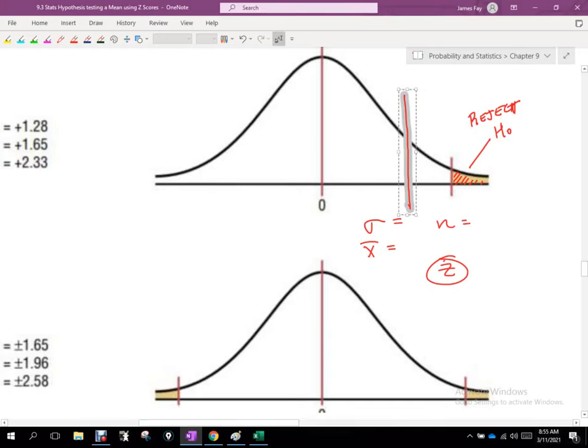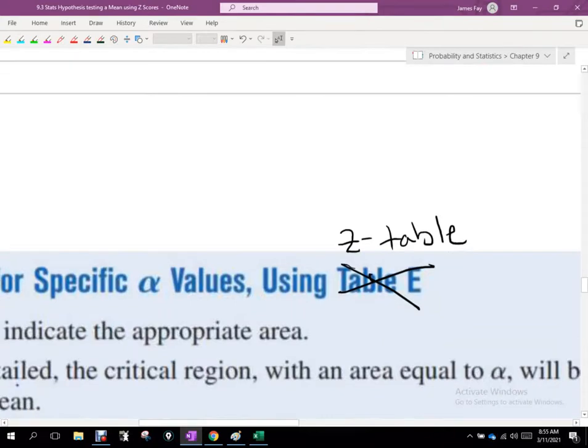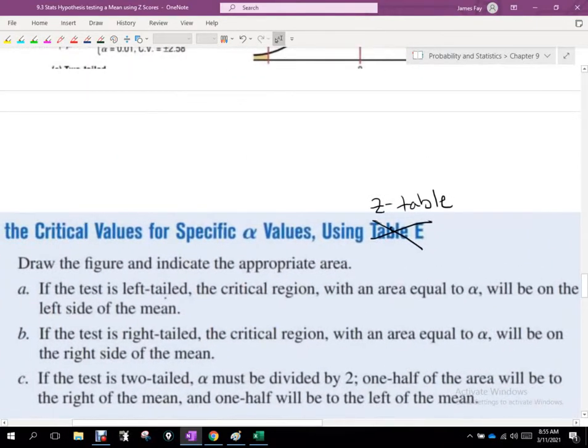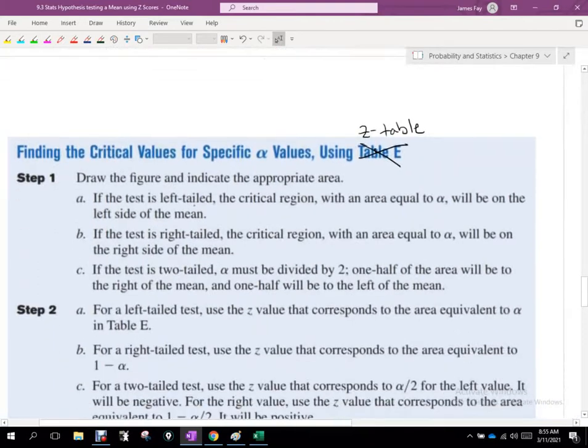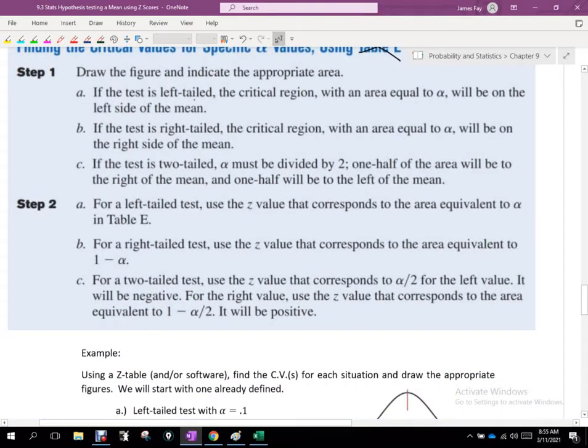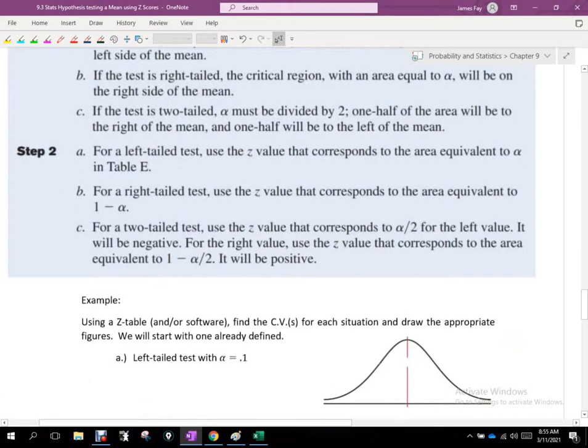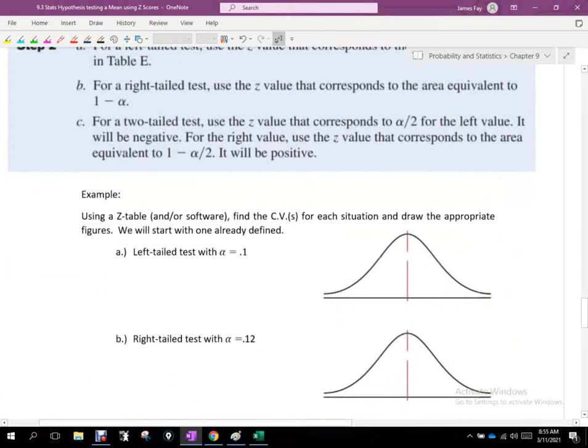I think it'll make a whole lot more sense when we get to a specific example, so that's what I want to do now. This is here if you want to use it. It basically lays out the steps for what we are going to do here. So it's find the critical values for specific alpha values using a table. If you want to use a table, I'm going to skip that because I don't want to use a table. I don't think you guys need to use a table.